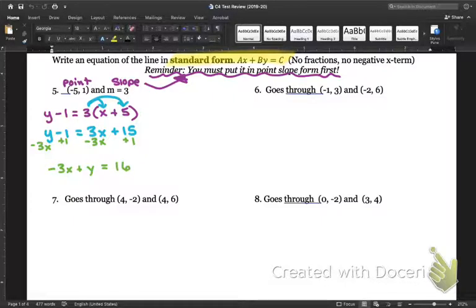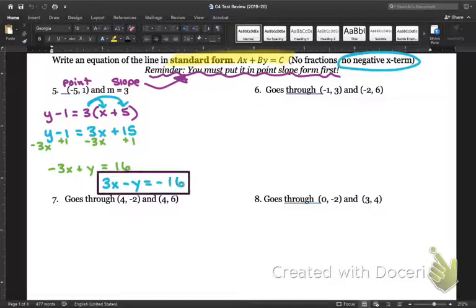However, we can't have a negative x term. I don't know why this is a rule. It just is. Kind of annoying, but whatever. So that means we're just going to change the sign of every single term, aka dividing all terms by -1. So -3x becomes positive 3x, positive y becomes negative y, and positive 16 becomes -16. And now it is in standard form.